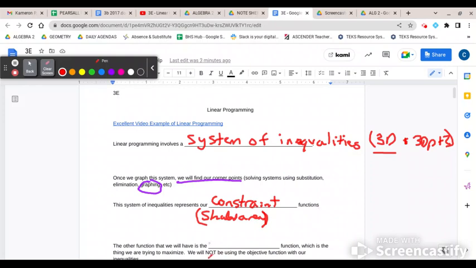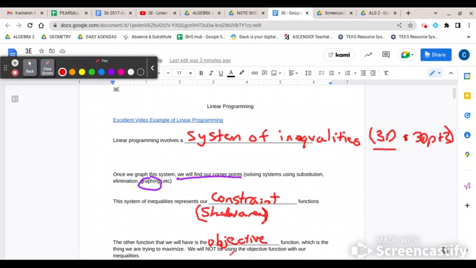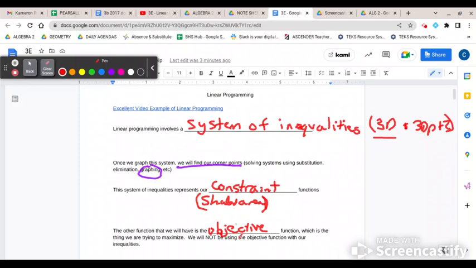The other function that we're going to have is the objective function, which is the thing that we're trying to maximize. The objective function is not going to be part of our system of inequalities. Our system of inequalities is basically going to tell us what we are constrained by. And our objective function, we're going to plug into our corner points to find, given what we are constrained by, what is the maximum that we can get?